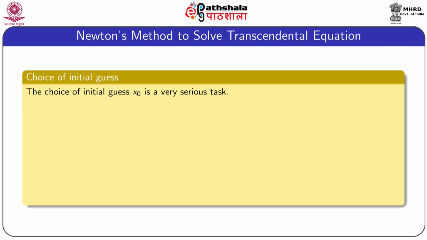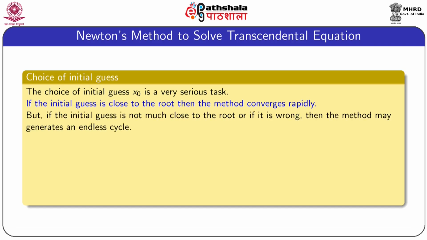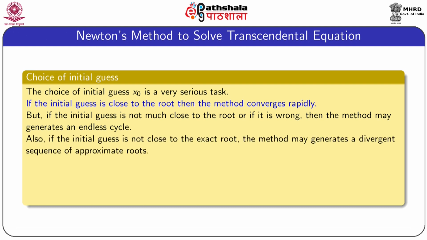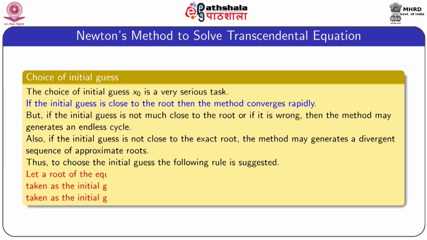But the choice of the initial guess in the Newton-Raphson method is a very serious task. If the initial guess is close to the root, then the method converges rapidly, but if the initial guess is not close to the root, or if it is a wrong guess, then the method may generate an endless cycle. Also, if the initial guess is not close to the exact root, the method may generate a divergent sequence of approximate roots, that means the sequence of numbers diverges. Thus, to choose the initial guess, the following rules are suggested.